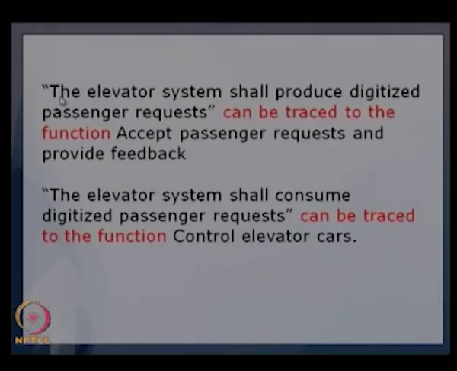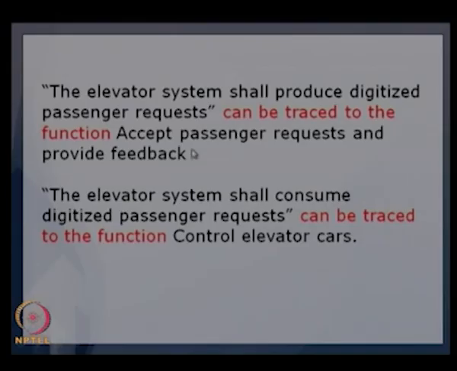Here you can see that the elevator system shall produce digitized passenger request, that is one of the requirements. This can be traced to the function accept passenger request and provide feedback. So, this is the traceability of the requirement. Similarly, the elevator system shall consume digitized passenger request, which can be traced to the function control elevator cars. Similarly, we can trace other requirements also to the corresponding functions.